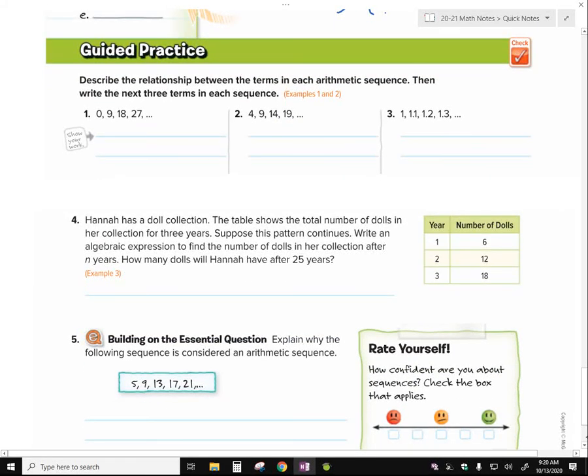I want you to do 1 through 5 right now. I'm going to start doing number 1 in about 20 seconds or so, and we'll go from there.